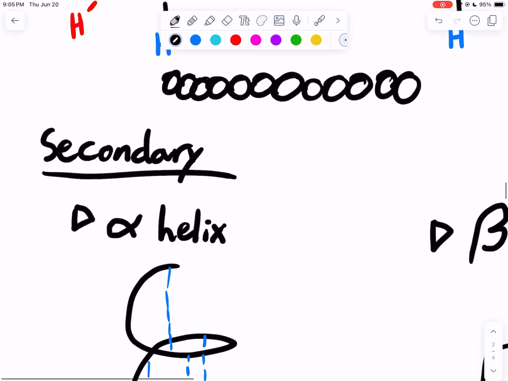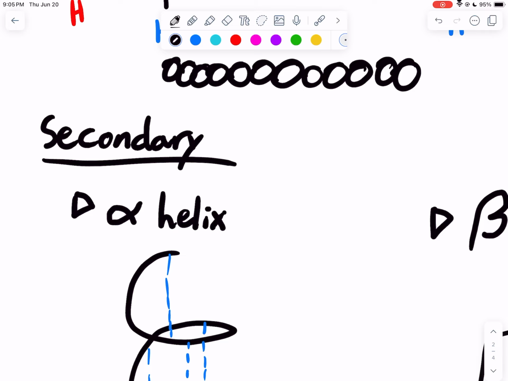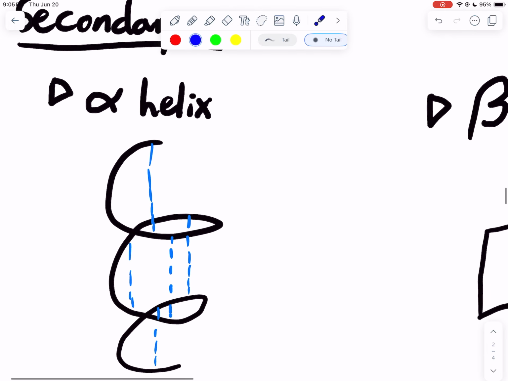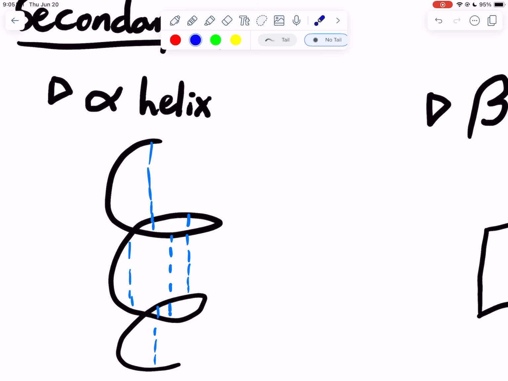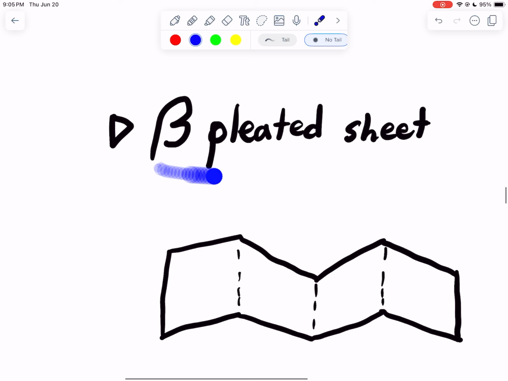Next, we have the secondary structure of a protein, and this comes in two forms, two structures really, the alpha helix and the beta pleated sheet.